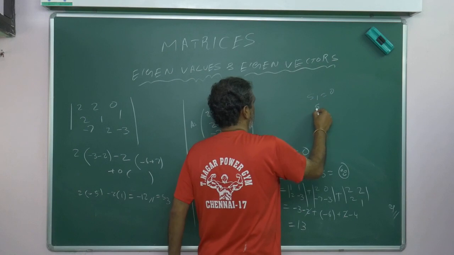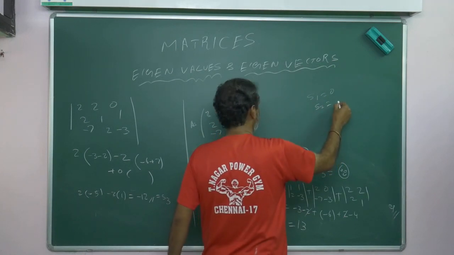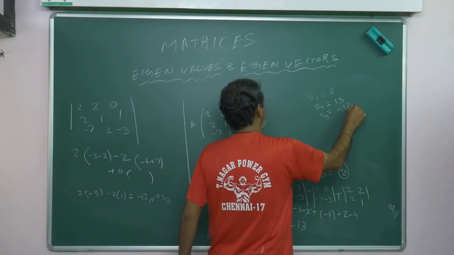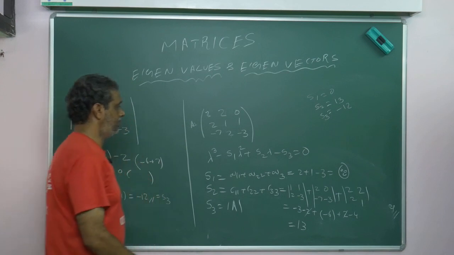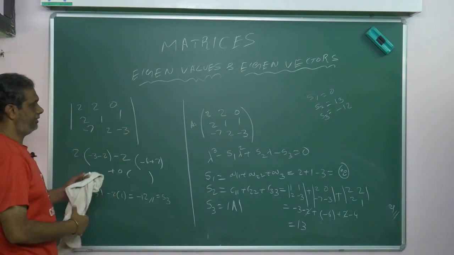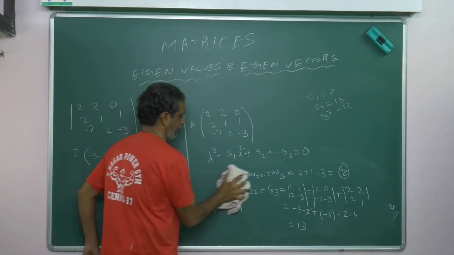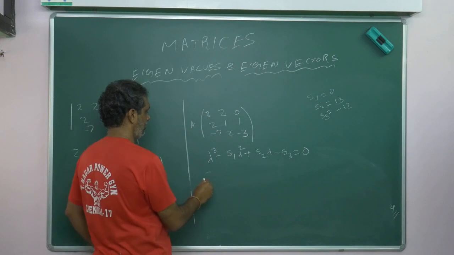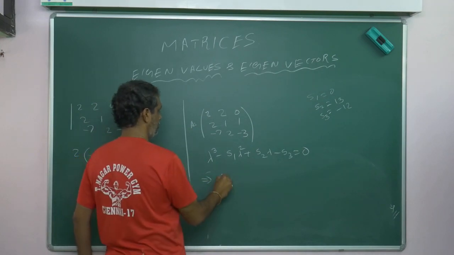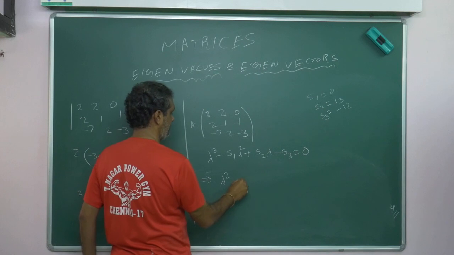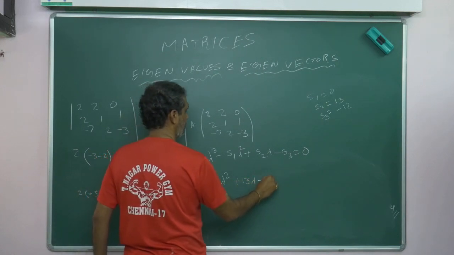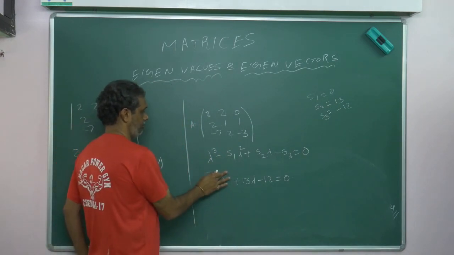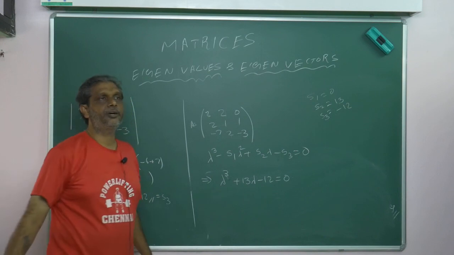0. My S2 is equal to 13. My S3 is equal to minus 12. Reaching or not? Now go back and substitute in this equation. What will I get? If I substitute, this is lambda cube, this vanishes, plus 13 lambda minus 12 is equal to 0. Sorry, lambda cube. So the second degree term is missing.